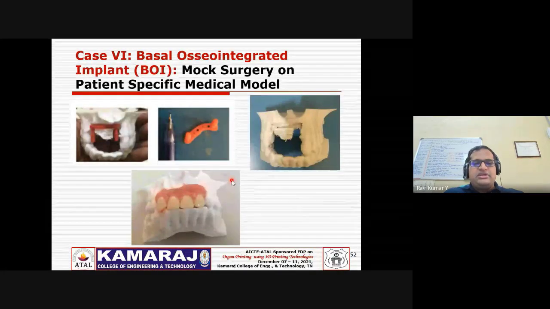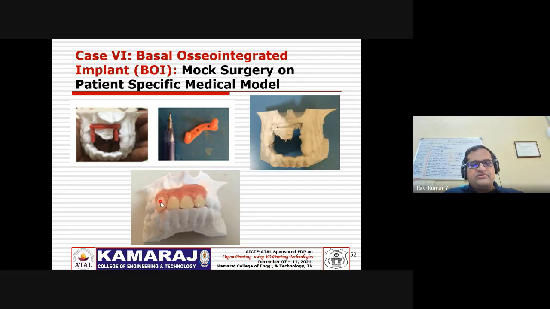Initially we printed with a polymer-based printer to check the fitment and how it gets fitted, and other aspects. So initially we printed in a polymer-based material like PLA on a desktop printer, just to understand, and to give it to the surgeon for rehearsal or to get an idea of what he is going to do during the surgical treatment.